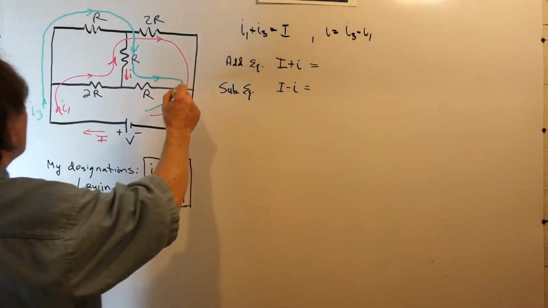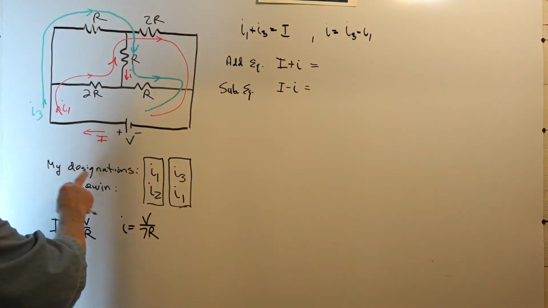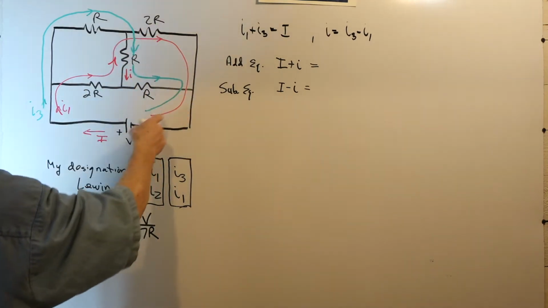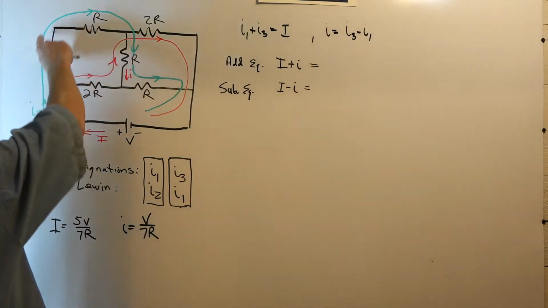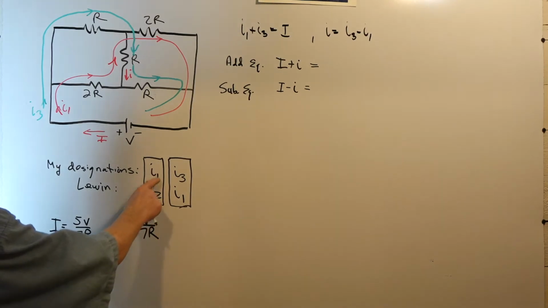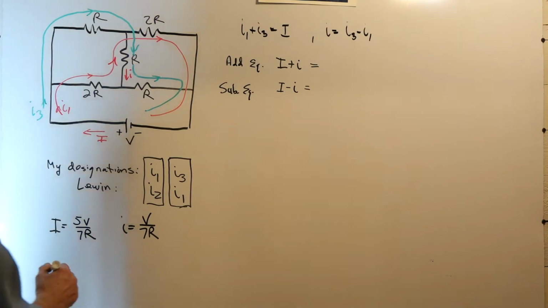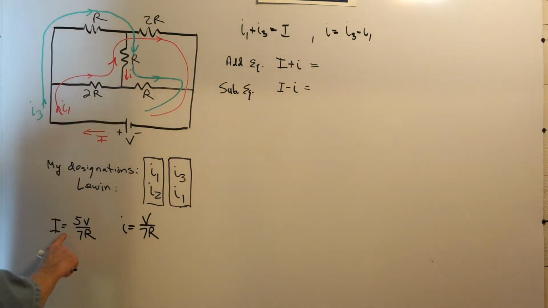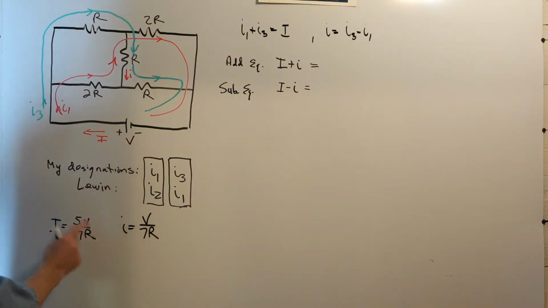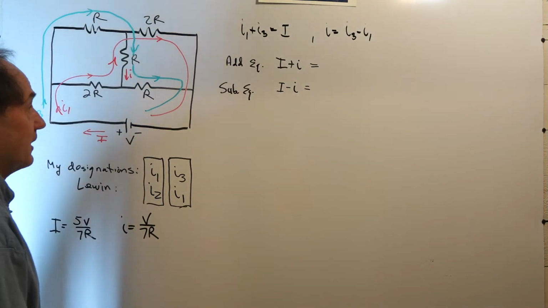Here we have the R-2R network. I'm using my designations I1 and I3. I1 is flowing in the red loop, I3 is flowing in the green loop. Professor Lewin's designations for my I1 is his I2 and my I3 is his I1. We found when we solved the network that the current coming out of the voltage source was 5V over 7R, and the current flowing downward in the bridge resistor was V over 7R.